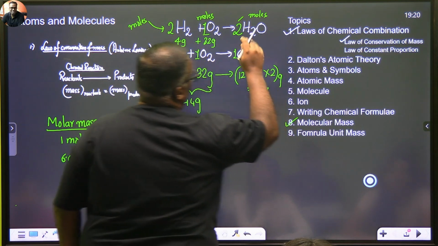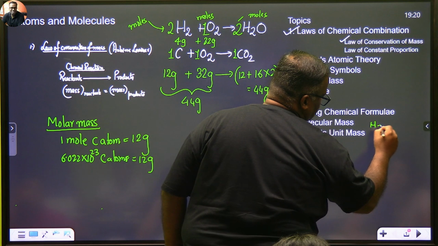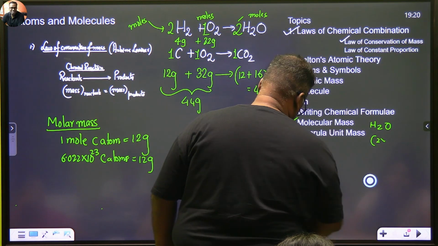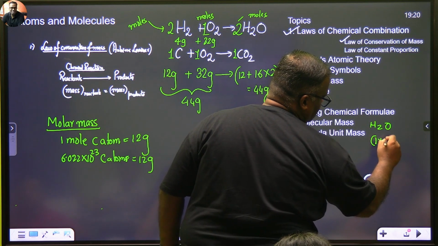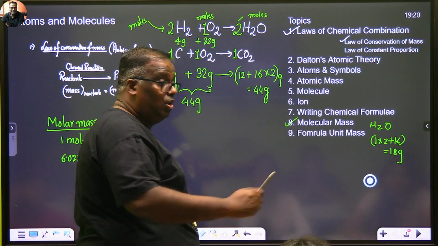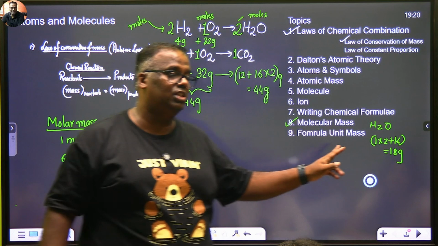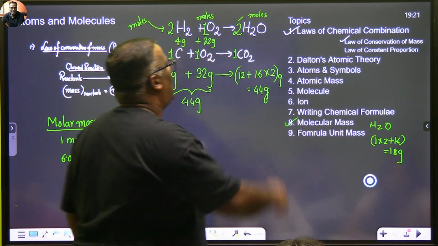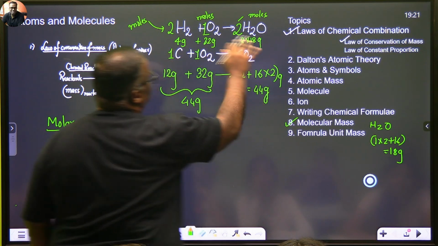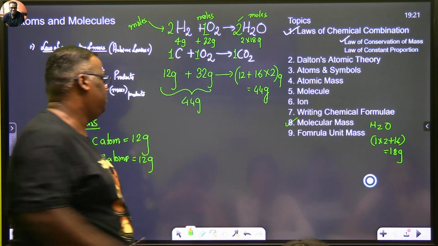Let us see. So we have got H2O. Let us find the molecular mass of H2O. 1 of each hydrogen into 2, plus 16. How much is it? 18 grams is the molecular mass of a water molecule. Don't say atomic mass. Water is not an atom. Water is a molecule. So I have got 2 molecules, so it should straight away be 2 into 18 grams. Is it tallying? 36, it's tallying. Let's take one more example.